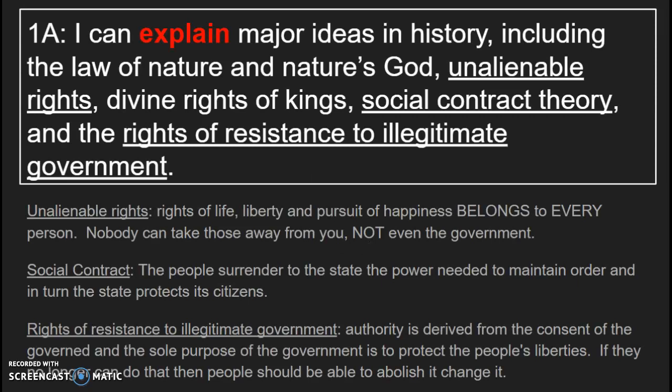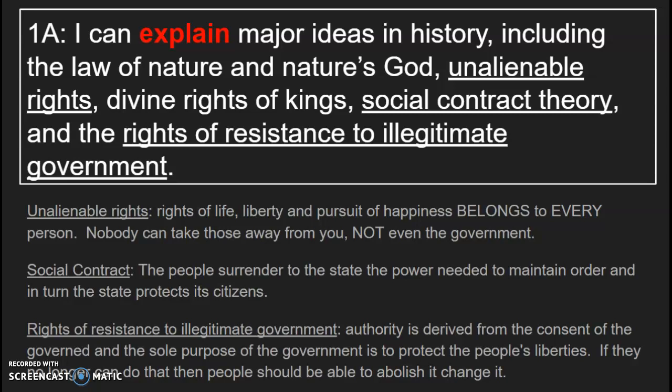The main standards that we went over, I'm going to go over those today. So our first standard that we're going to go over is going to be 1A. 1A states, I can explain major ideas in history, including the law of nature and nature's God, unalienable rights, divine rights of kings, social contract theory, and the rights of resistance to illegitimate government.